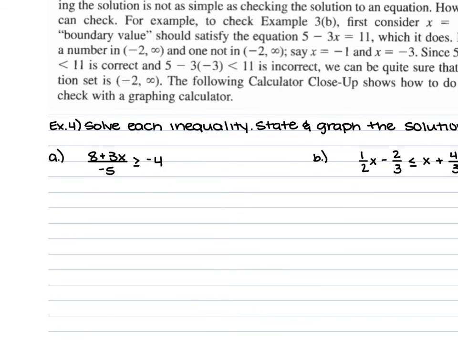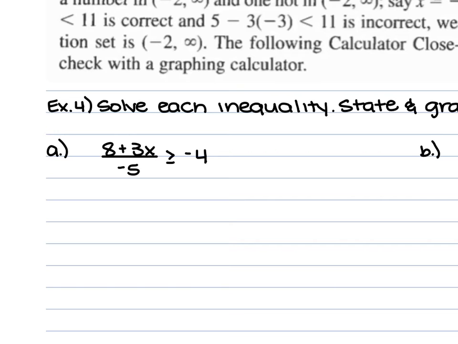Next we have example 4a. We have 8 plus 3x all over negative 5 is greater than or equal to negative 4. We're going to start this one by getting that negative 5 to the other side, so we're going to multiply each side by that negative 5. Again, we've switched this sign since we are multiplying each side by that negative, so we're going to have 8 plus 3x is less than or equal to positive 20.